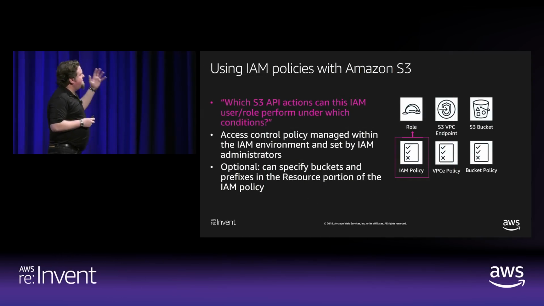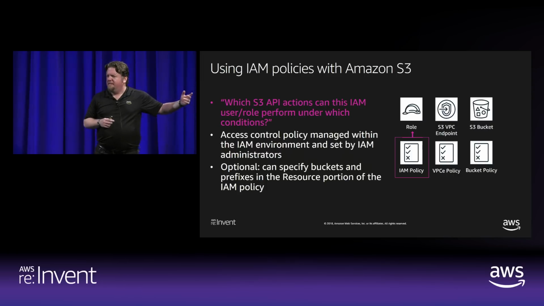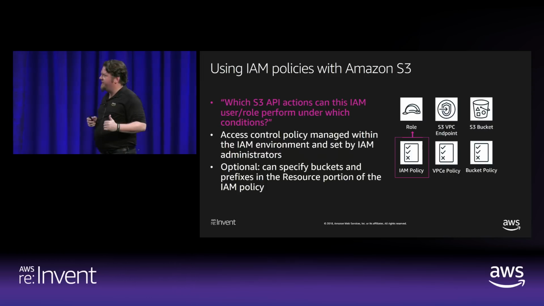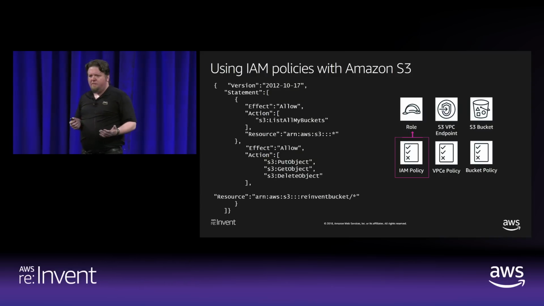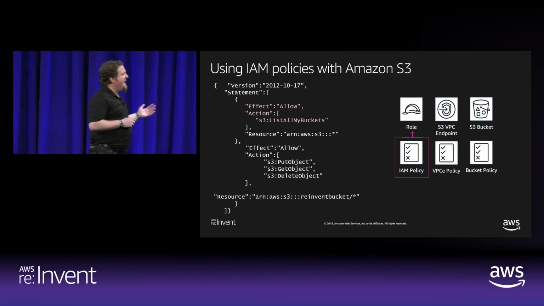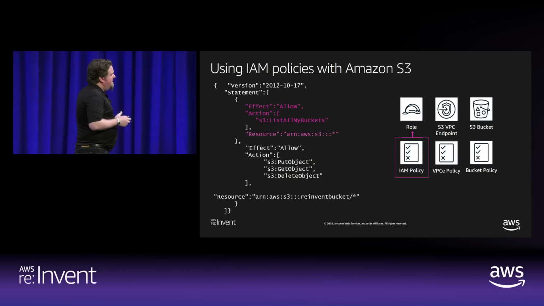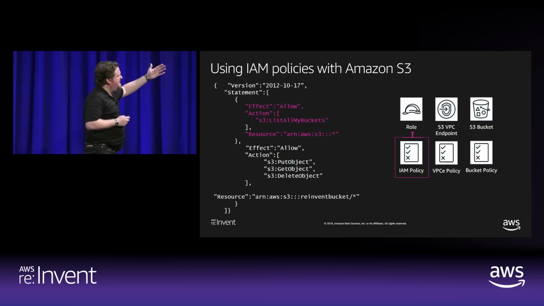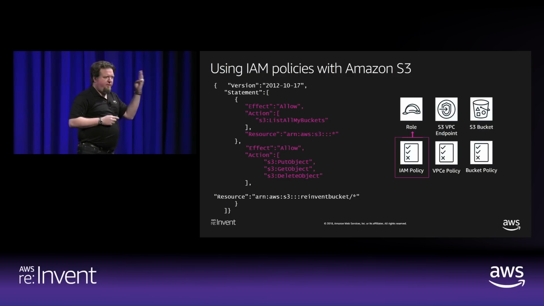The IAM policy is primarily defining what actions this principal can take, as we saw earlier: principal, action, resource, condition. This is what an IAM policy looks like. We saw this a little bit earlier. We're going to allow listing buckets, listing all the buckets, S3 star. We're going to allow PutObject, GetObject, and DeleteObject, three different actions, for this particular resource here, the reinvent bucket.